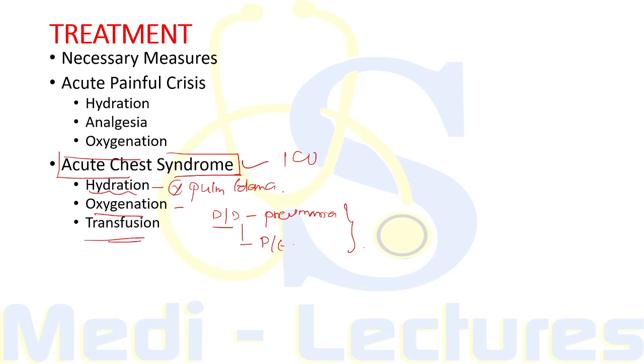Now, transfusion is done to maintain hematocrit level more than 30%, and emergency exchange transfusion is required if the arterial saturation is less than 90%.